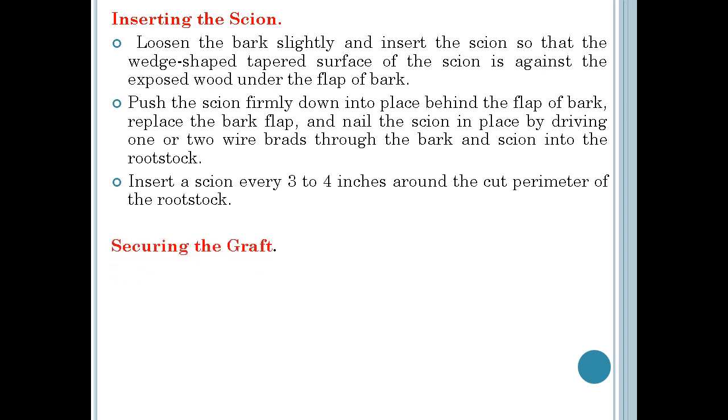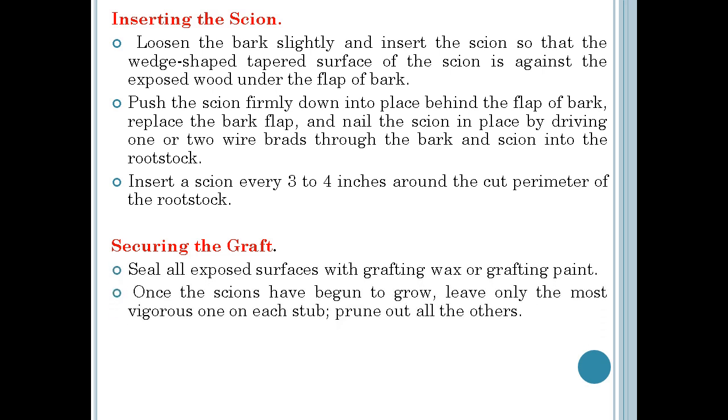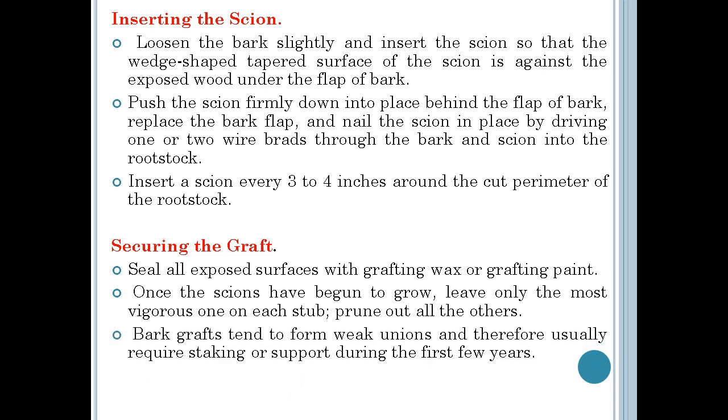Securing the graft. Seal all exposed surfaces with grafting wax or grafting paint. Once the scions have begun to grow, leave only the most vigorous one on each stub. Prune out all the others. Bark grafts tend to form weak unions and therefore usually require staking or support during the first few years.